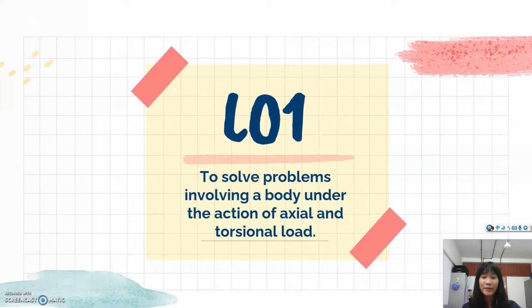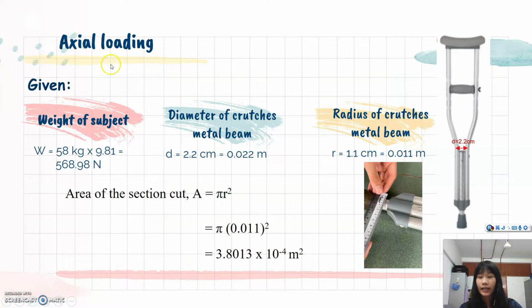Hi, I'm Tze Yun and I'm going to present on LO1, which is to solve problems involving a body under the action of axial and torsional load. For axial loading, given that the weight of the subject is 58 kg, when we convert into Newton, we multiply by 9.81 and get 568.98 Newton. Based on this photo, the diameter of the crutch's metal beam is 2.2 cm, so the radius is 1.1 cm.